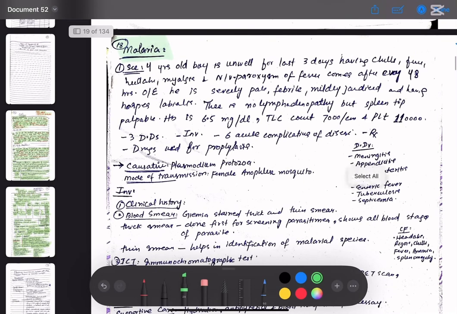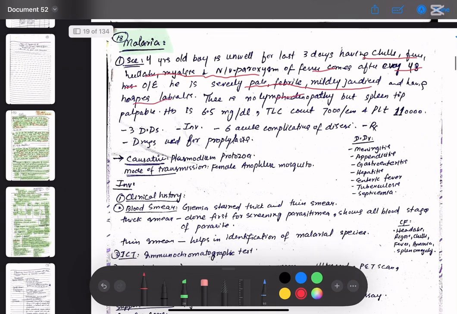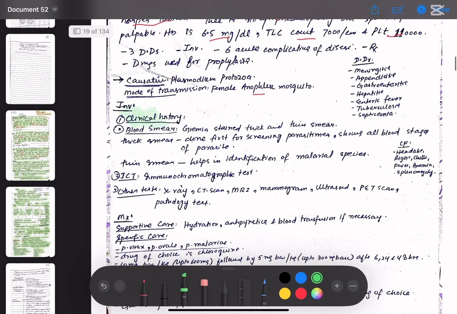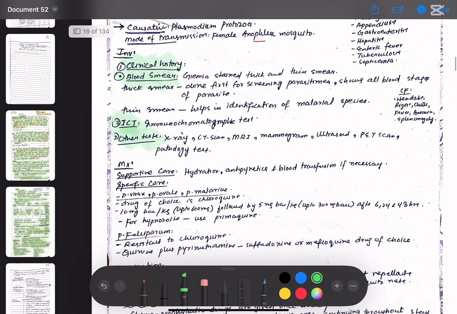So we have discussed the main clinical features of malaria, which are rigors and chills, headache, myalgia and fever which comes after every 48 hours, and the patient is severely pale, febrile and mildly jaundiced with herpes labialis, and there is no lymphadenopathy, and the Hb is 6.5, TLC is 7,000 and platelets 11,000. The causative organism is the Plasmodium protozoa and the mode of transmission is the female Anopheles mosquito. And these are the investigation options: clinical history, blood smear, immunochromatographic test and other tests.